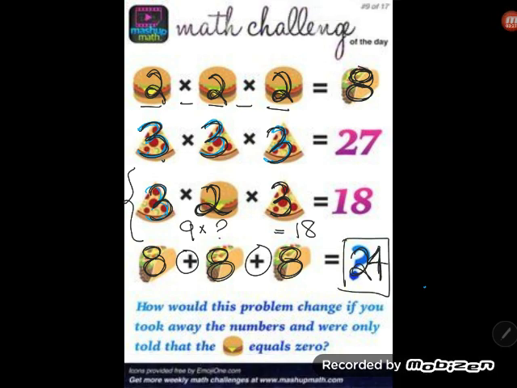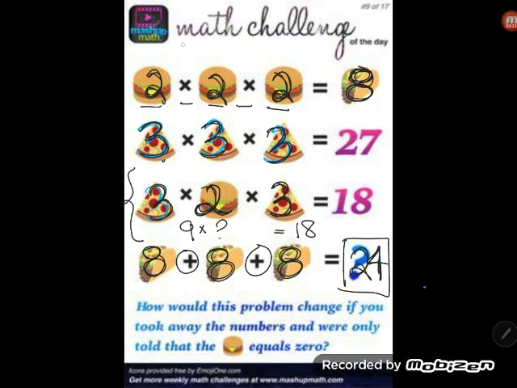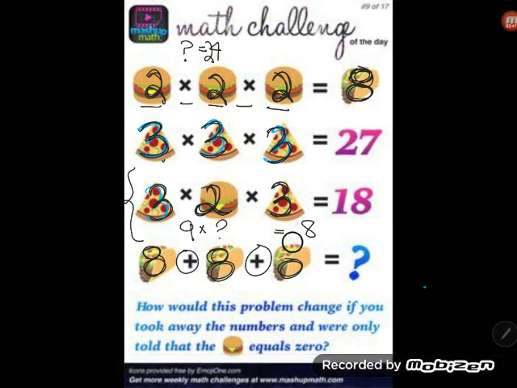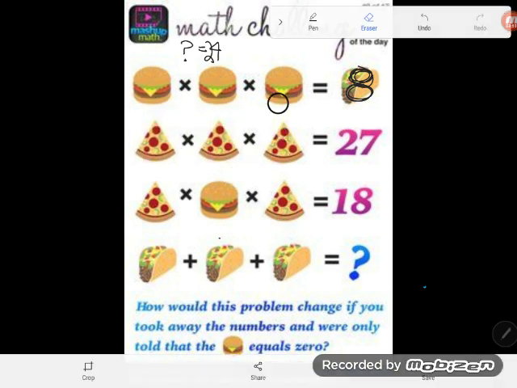Cool. Now for those of you who were paying attention, there is a second question here. The question mark originally equaled 24, but they gave us a little if thing down at the bottom. They said, how would this problem change if you took away the numbers and were only told that the hamburger equals 0? Okay, well, let's take away everything and try it with this new set of parameters.